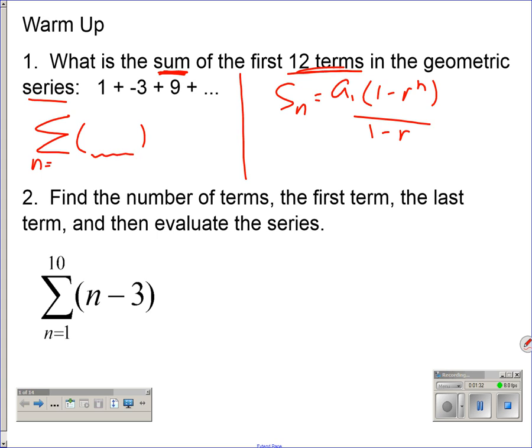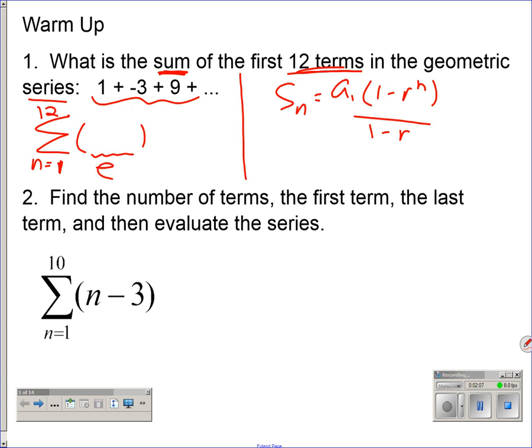Okay, so recap. What goes right here? N equals what? If you're ever writing your own sigma notation from a list of numbers, it's always going to be n equals 1 because it's your first term you're starting with. What number goes up top? 12 is the last number that you're ending with, right? You're going from your first to your 12th number. All right, what goes in the parentheses?